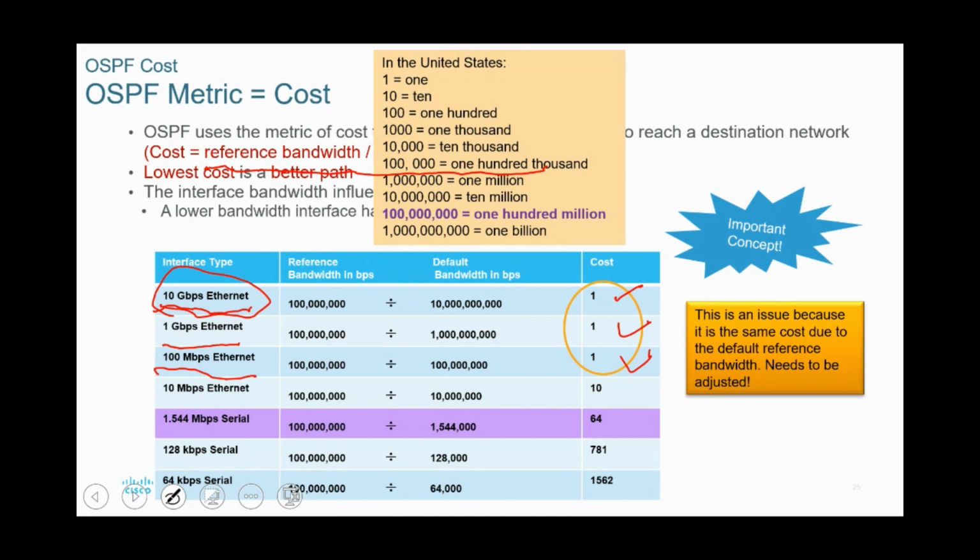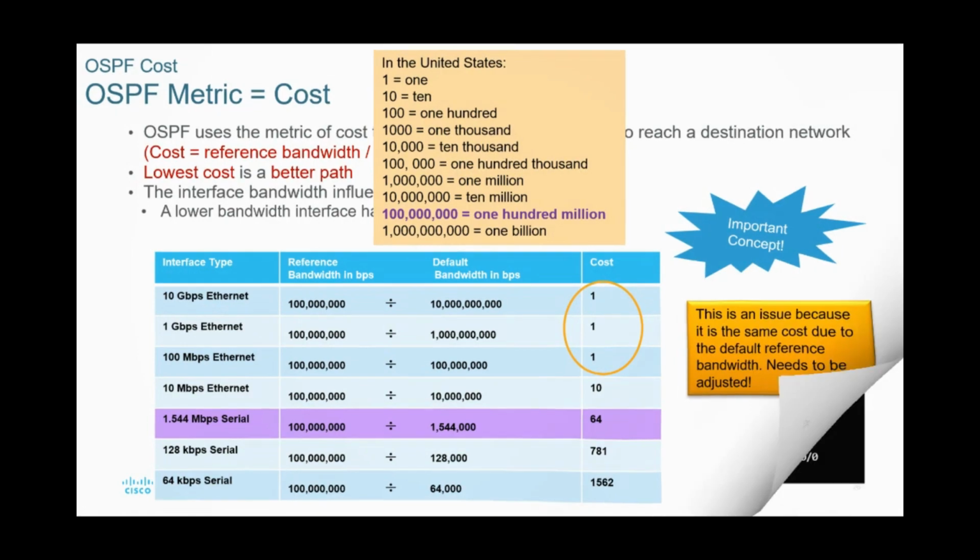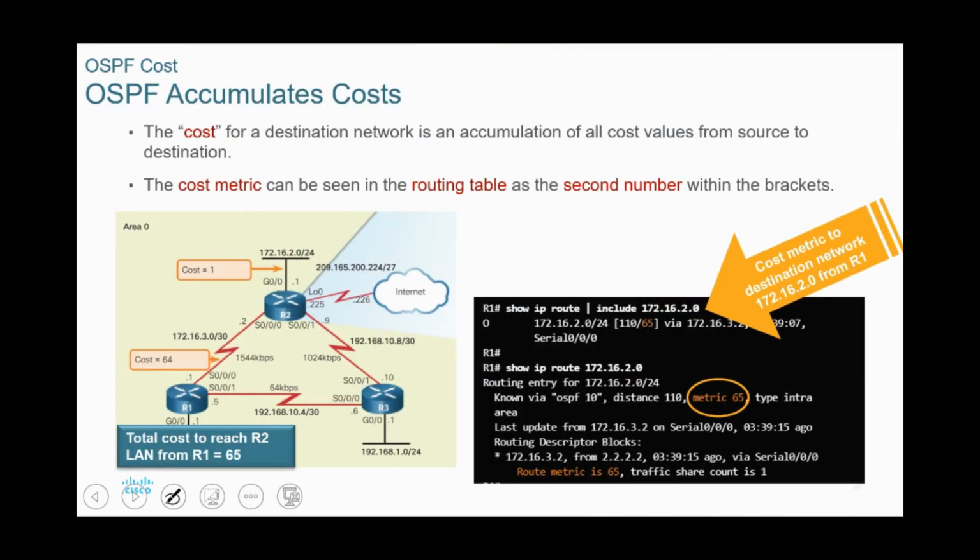So this is the default measurement. You have 1, and then 10, 100, 1000, and so on. So 1 billion here will equal 90. The cost for a destination network is an accumulation of all the cost values from the source to the destination. The cost metric can be seen in the routing table as the second number within the brackets. I think you already learned about this.